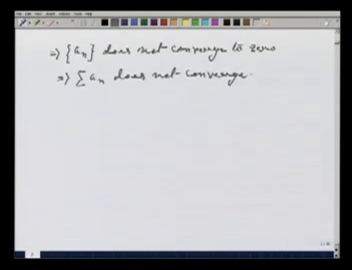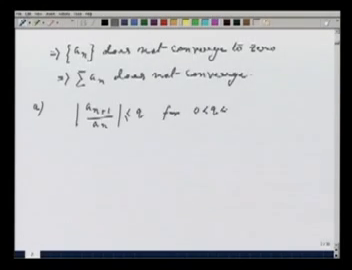So B is simple. Now coming to A, what is given to me? It is given that modulus of a_(n+1) divided by a_n is less than or equal to q for some q which lies between 0 and 1. This q is a constant, it does not depend on n. This is true for all n bigger than or equal to capital N.